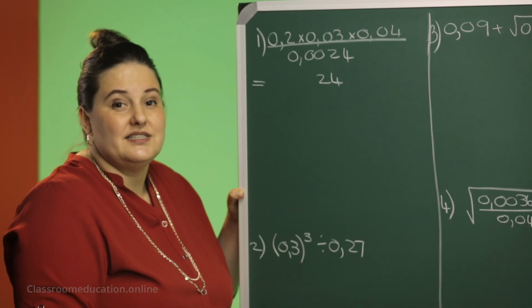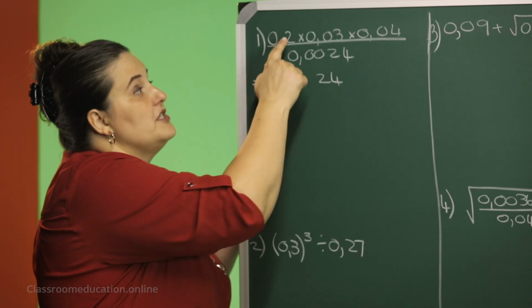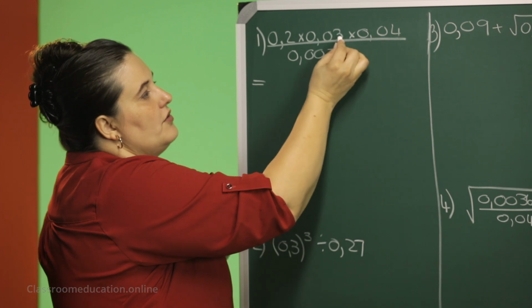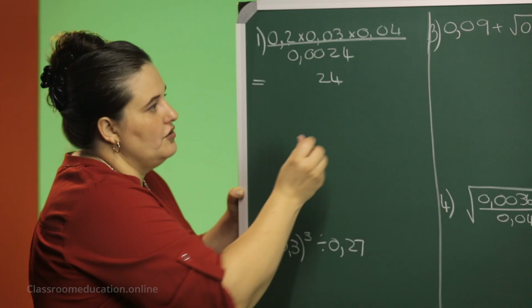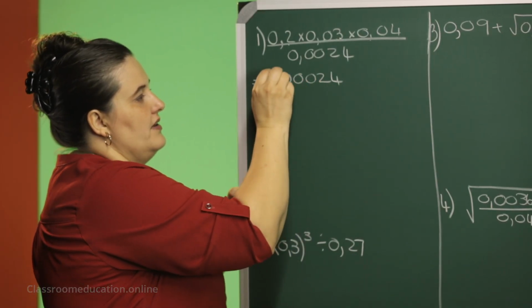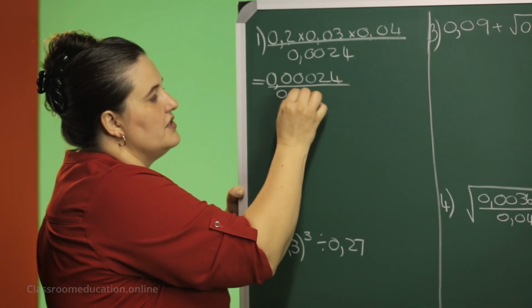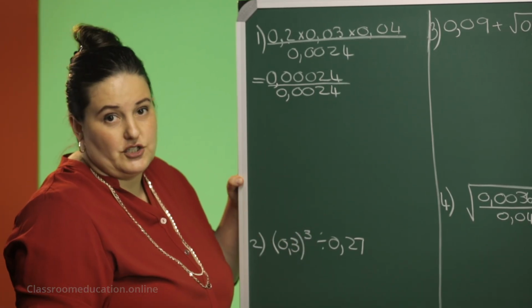It's important that you have the same amount of decimal spaces as the total amount in the question above. So there were 1, 2, 3, 4, 5 decimal places in total. So you need to have 1, 2, 3, 4, 5 and then the comma. Okay, and then we will have 0,0024. Now, what do you do in this situation?